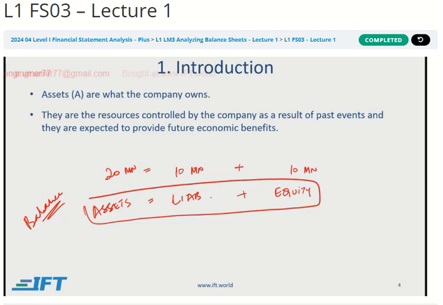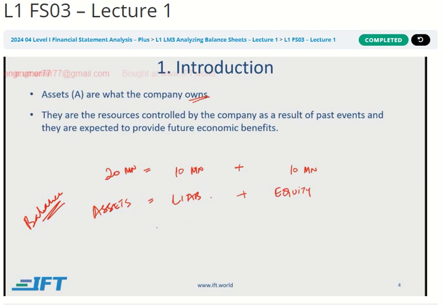So what are assets? Assets are what the company owns. You can think of it in terms of the resources that the company owns. The company is its own person. The company is a legal person, and these assets are under the ownership of this company. These are the resources of this company.